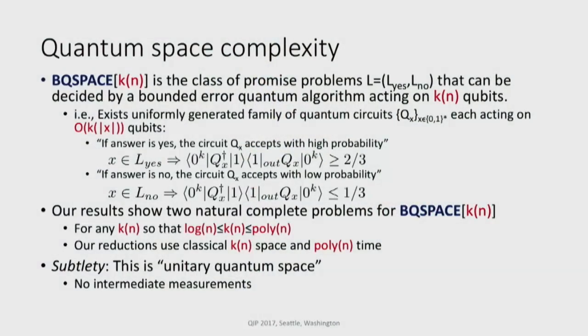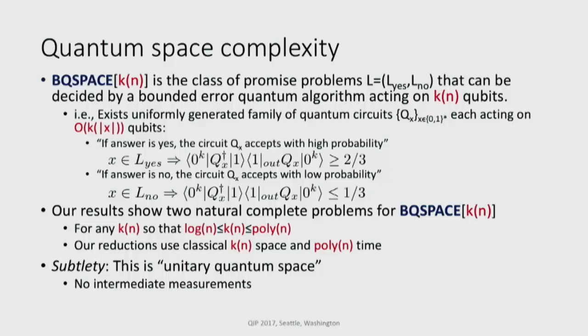The only subtlety here, the only thing that's not completely standard in all of the space literature, is that we're going to be talking about unitary quantum space, which by definition means we're not going to have any intermediate measurements. We're simply going to apply our unitary quantum circuit, that's Q_x, and measure some output qubits. We're not going to worry about intermediate measurements in the computation.